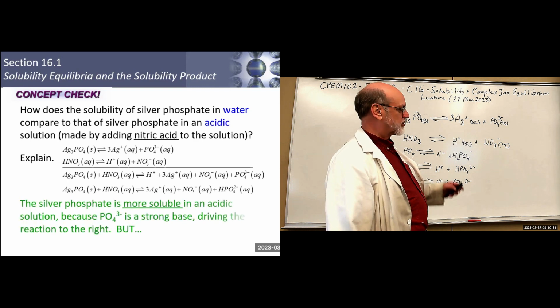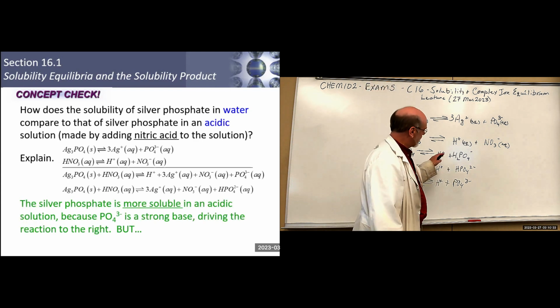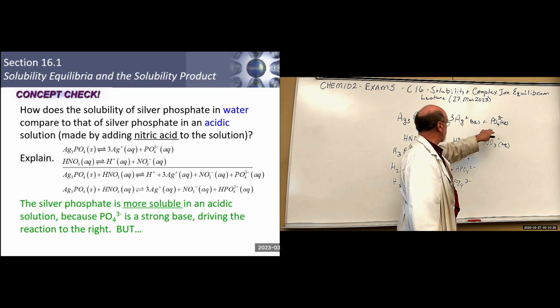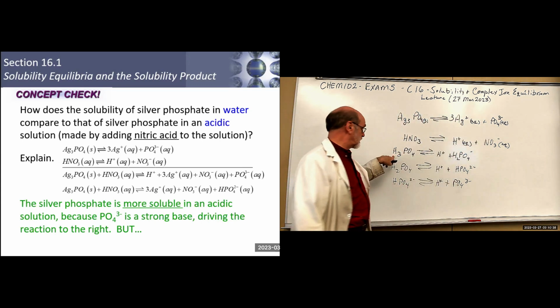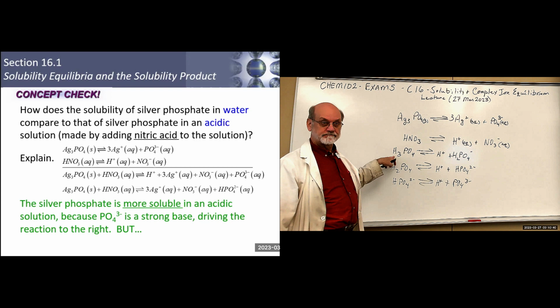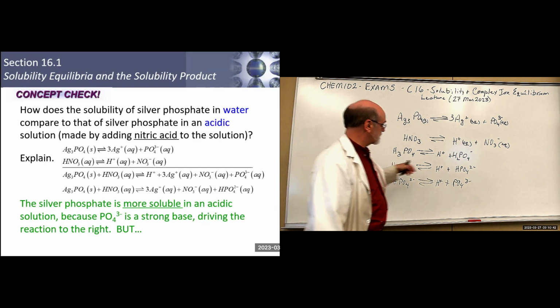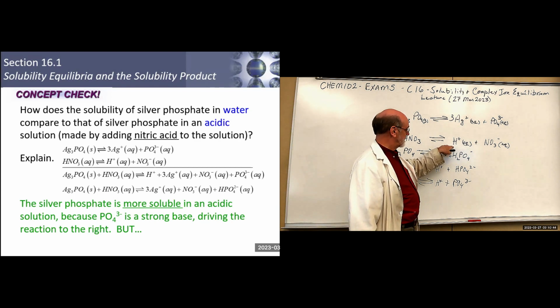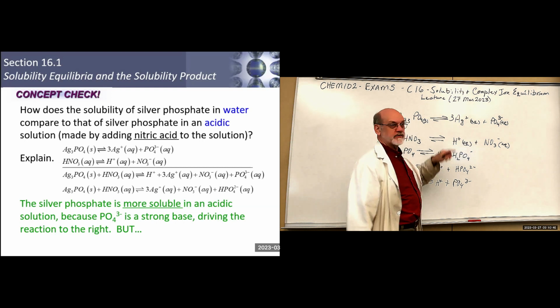All right, so we can proceed by converting this phosphate eventually into phosphoric acid. And when it does, all we need is sufficient hydrogen to do it.